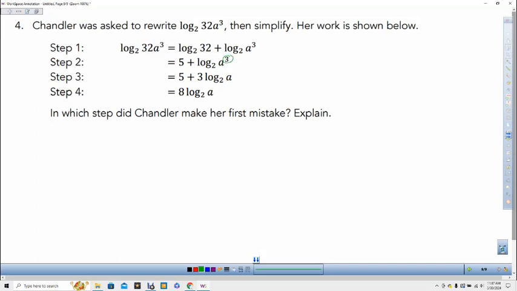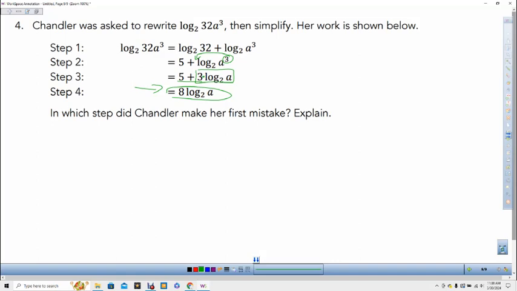What they did there was take the power, move it out front. That's valid. We can do that. And that is correct. So 5 plus 3 log base 2 of a. And then step 4, we get 8 log base 2 of a. Well, that's where we made a mistake. The mistake is right there. You cannot combine these because this is a value. That's multiplication. Think about your order of operations. You would have to multiply this to get the value first before you could add those.